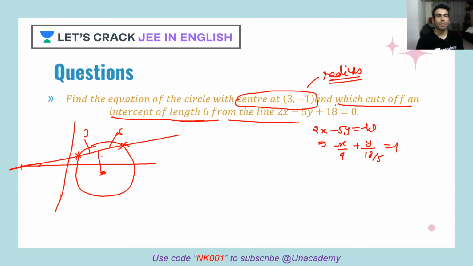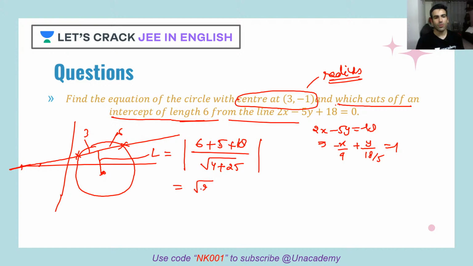Let's calculate the perpendicular length. This perpendicular length, let's say L, will be the modulus of 6 plus 5 plus 18 upon the square root of 4 plus 25. 6 plus 5 is 11, sorry, and then 11 and 18 gives 29. So the length is square root 29. This is known to you.